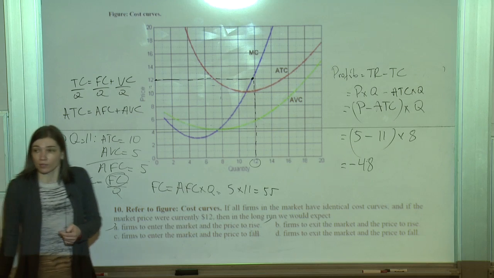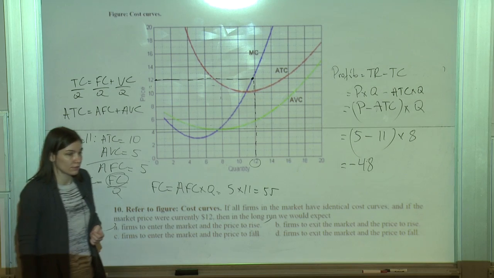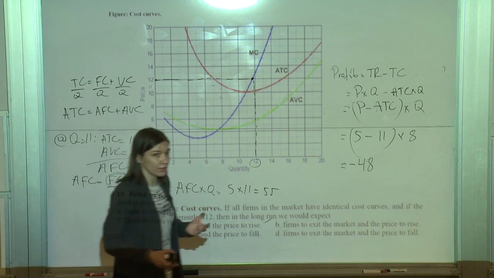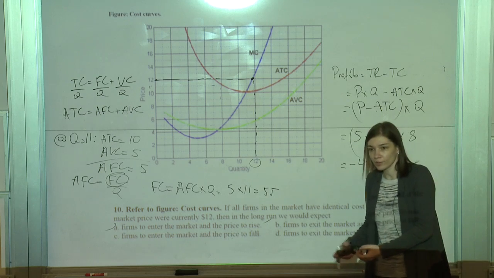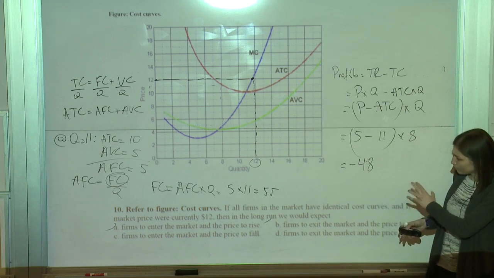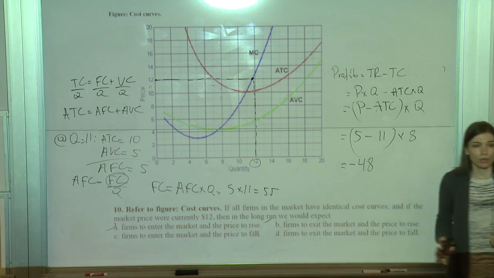What happens in the long run then? Firms will enter, right? Other firms are going to see this industry is profitable, so they're going to want to join, and this is going to be perfect competition, so they'll be allowed. There are going to be no barriers to entry. They're going to enter the market.